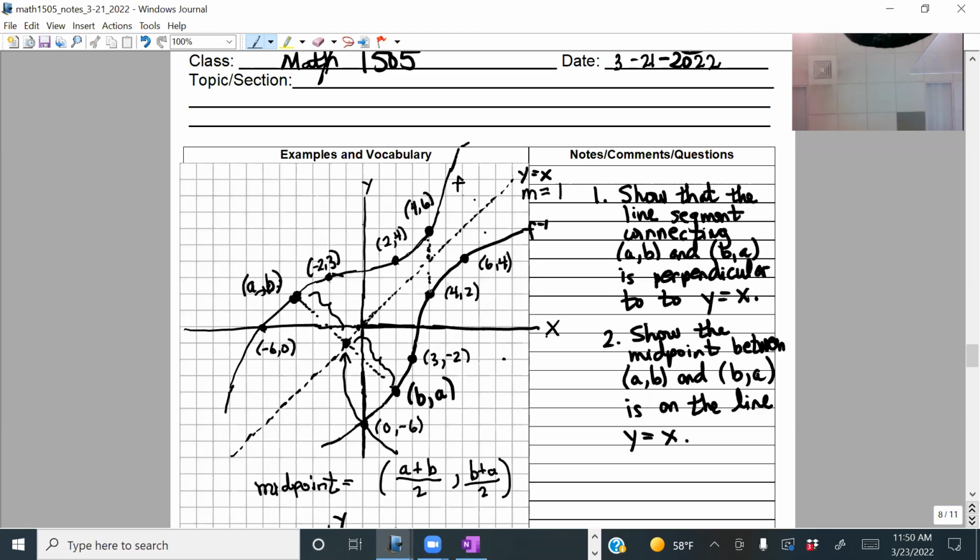See, this line that connects these 2 points, even though these 2 points are the same distance to y equals x, if these two lines are not perpendicular, it's not a mirror image.